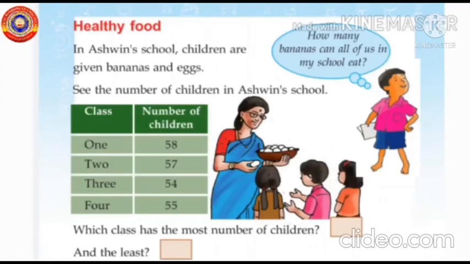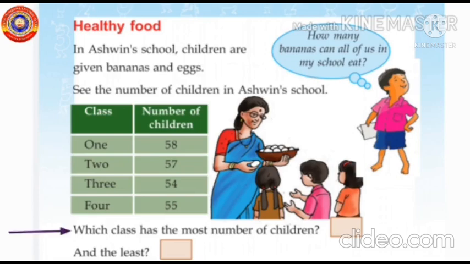Today we are going to discuss an activity, healthy food. In Ashwin's school, children are given bananas and eggs. See the number of children in Ashwin's school. Class 1, number of children 58. Class 2, 57. Class 3, 54. Class 4, 55 children are there.